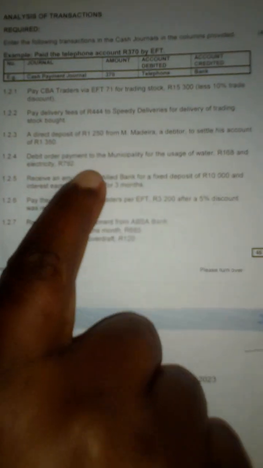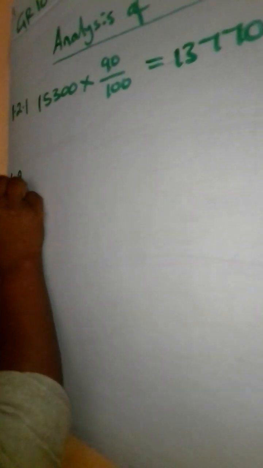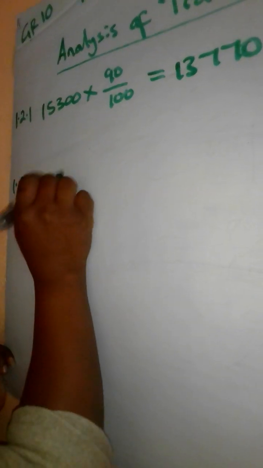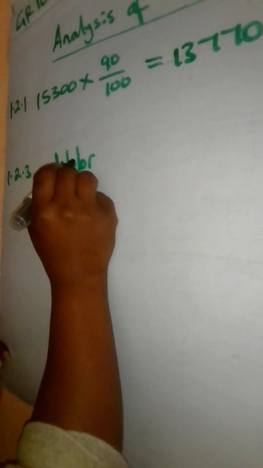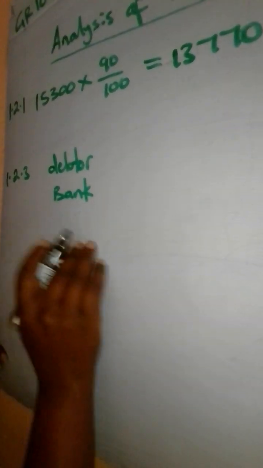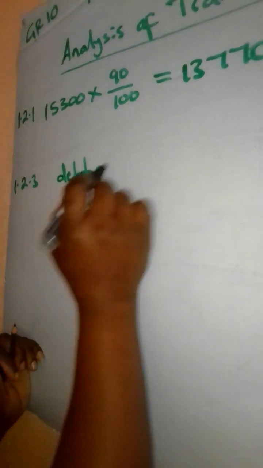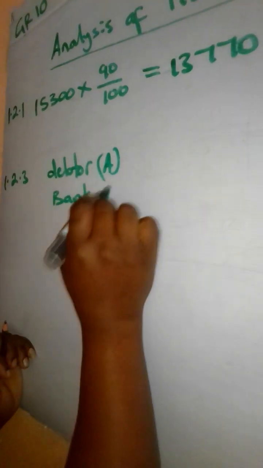Let's move on now to 1.2.3. A direct deposit of 1,250 to M. Madeira, a debtor, to settle his account 1,350. So here a debtor has paid money. We have got a debtor. What happened? He paid, so it means there is bank. Okay, all right, fine. Debtor and bank. Again we need to identify: a debtor is an asset, bank is an asset.